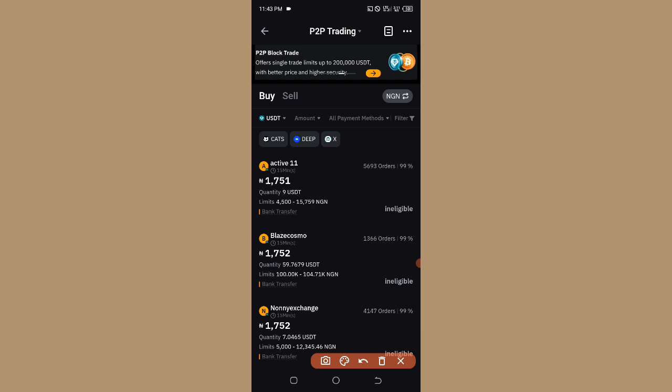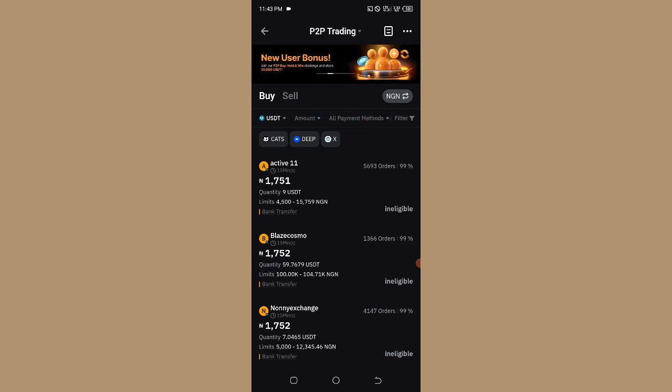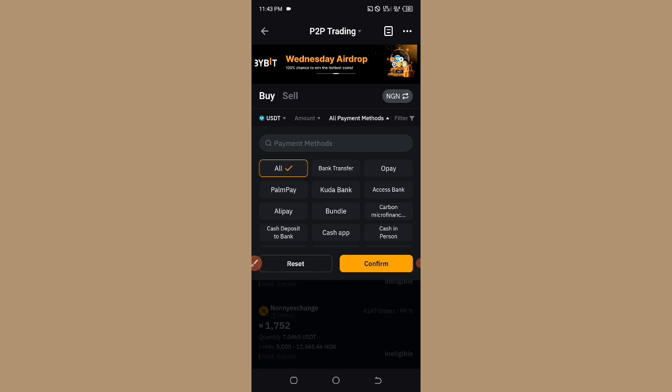Then you can see amount. Amount is where you want to filter the exact amount you want to see. And payment method is the method you want to be using to make your payment. So let's click on it and you see what I'm talking about. When you click on all, it means you can make payment from all these banks. If you click on bank transfer, it means you just want to be transferring through your bank. All right, so let's go back.